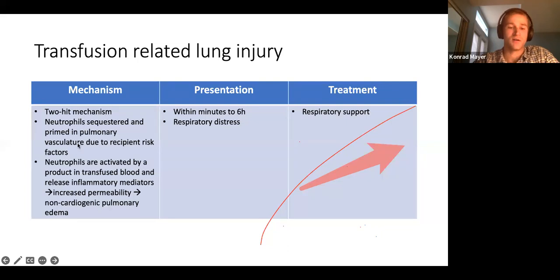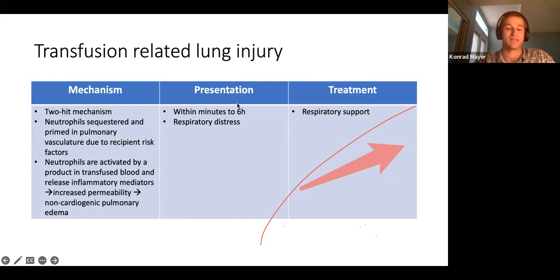So there are people that have an increased risk because they have neutrophils in their lungs, and after receiving transfusion, this can cause a kind of inflammatory reaction, which will lead to pulmonary edema that is very importantly non-cardiogenic. The patients will present with respiratory distress immediately within a few minutes of the transfusion to a few hours afterwards. The treatment is respiratory support, and usually it's not recognized during transfusion, but if it is, it would also be good to slow the transfusion rate and stop the transfusion.